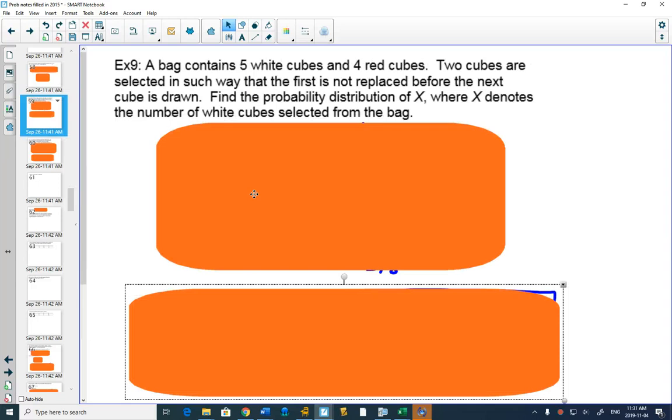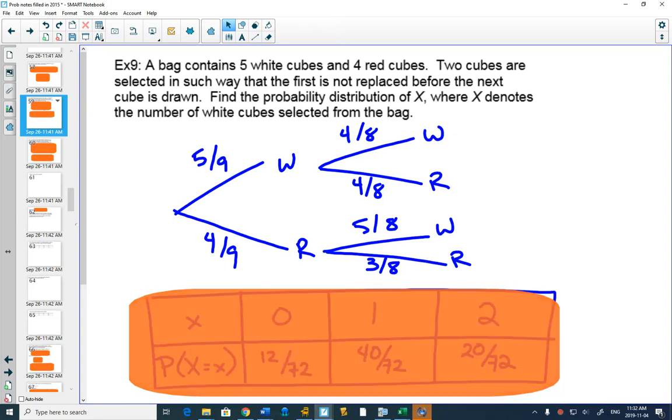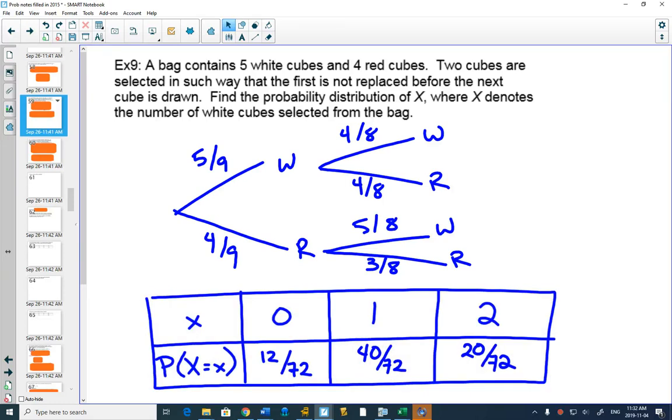So you've got a situation where 2 things are happening. A tree diagram nicely shows what could happen. First, you could get white or red. Then if it's not replaced, now there's only 8 marbles left, and you could get white or red again. If X is the number of white marbles in your probability distribution, you could get 0 white marbles, 1 marble, or 2 white marbles. Multiply your branches out to find each of those probabilities. The middle one has 2 cases, so you'd have to add those 2 cases together.